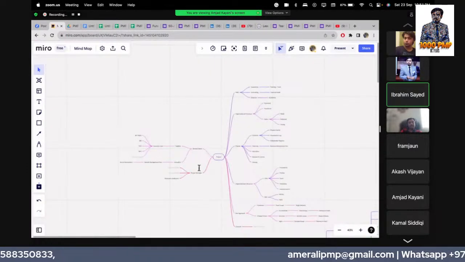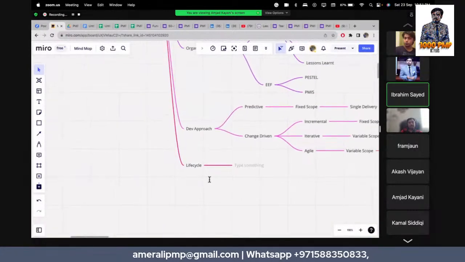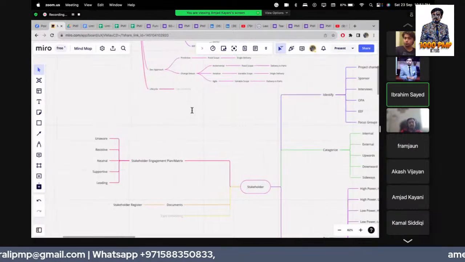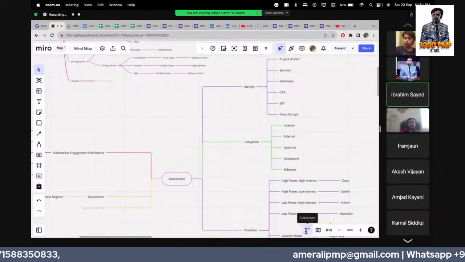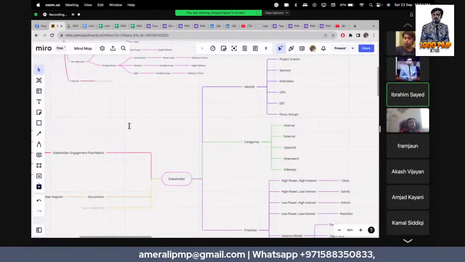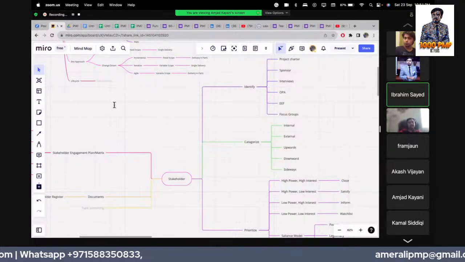In the life cycle, there are two types in a business project: the product life cycle and the project life cycle. The product life cycle starts from need assessment and goes to operational, and the project life cycle starts with initiation, then planning, execution, monitoring and control, and closing. That's it. Next, please.